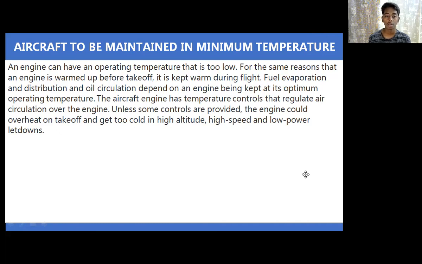faster in higher altitudes. Unless some controls are provided, the engine could overheat on takeoff and get too cold in high altitude. High speed and lower power letdowns.